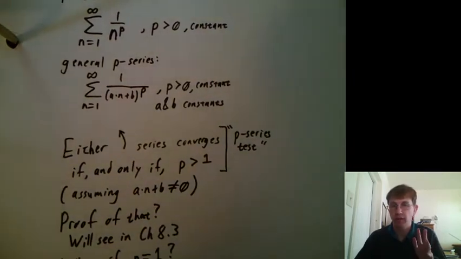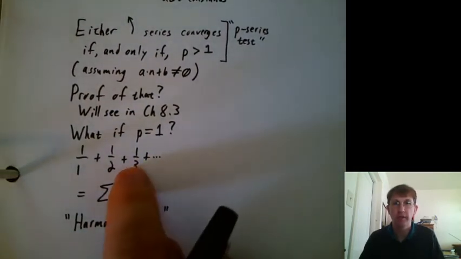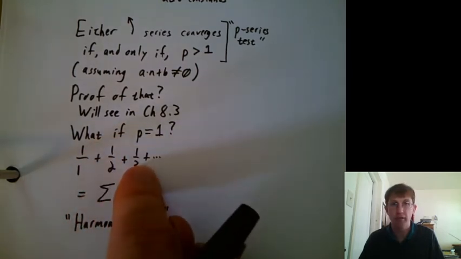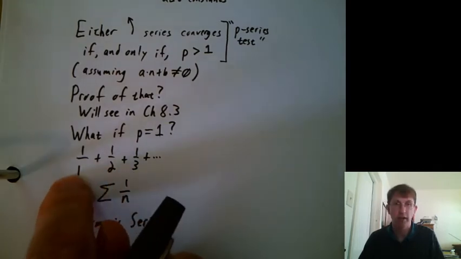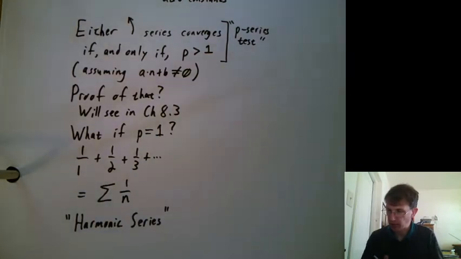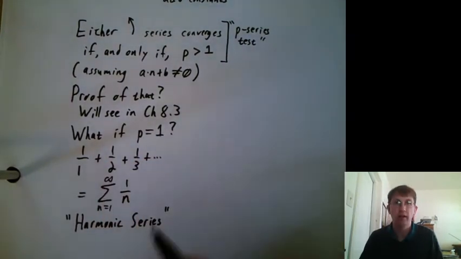A fairly simple version of a p-series happens when p equals 1. That would give us 1 over 1 to the 1 plus 1 over 2 to the 1 plus 1 over 3 to the 1 plus 1 over 4 to the 1, etc. And so that's just 1 plus a half plus a third plus a fourth, which we could write this way: the sum n equals 1 to infinity of 1 over n. And that's called the harmonic series.